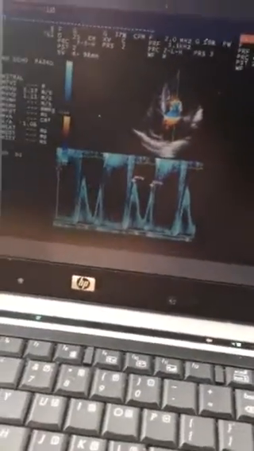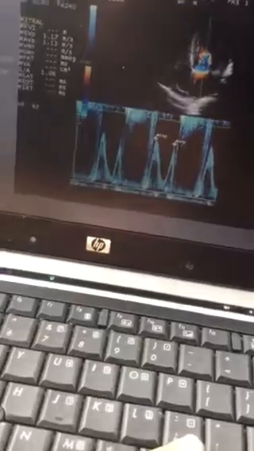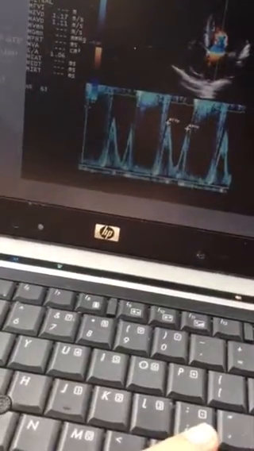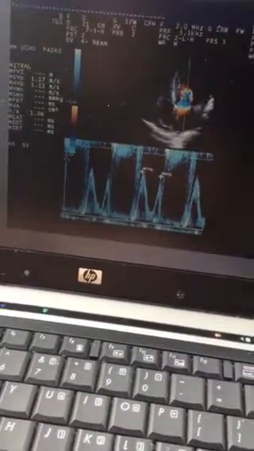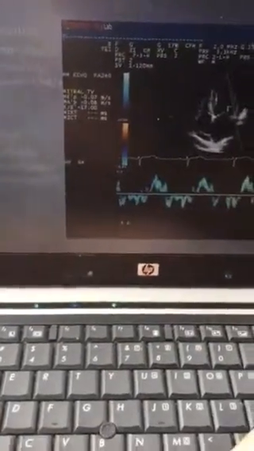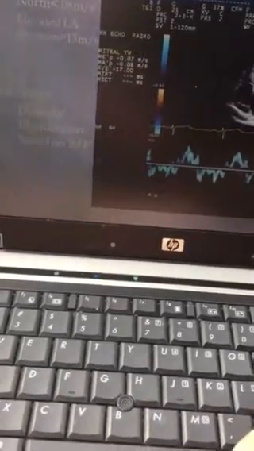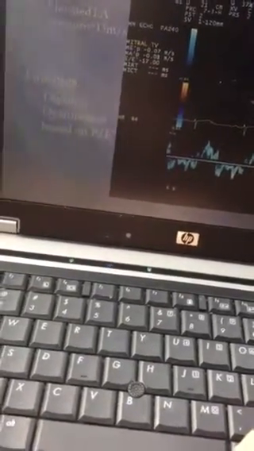E to A values were 1.06, which looks like it has normal diastolic function, but that is not the case. When we do a tissue Doppler on the lateral wall, we can see that the E to E prime is 17. Anything larger than 13 is elevated. So we know that something's a little off here.